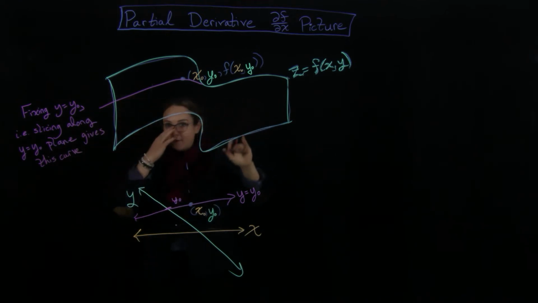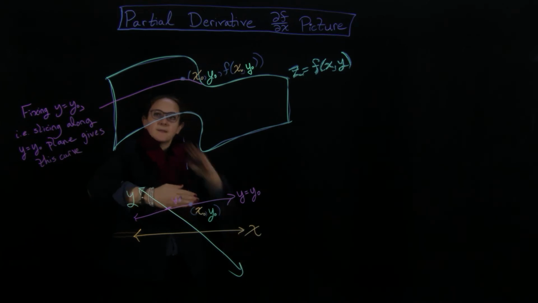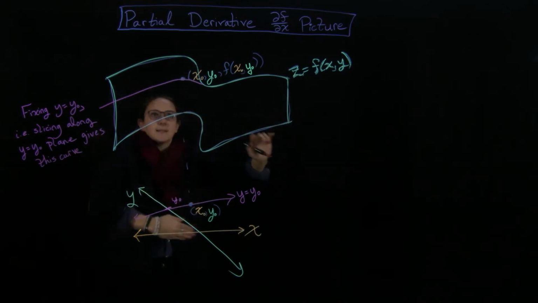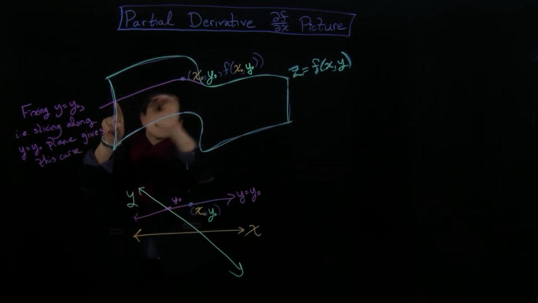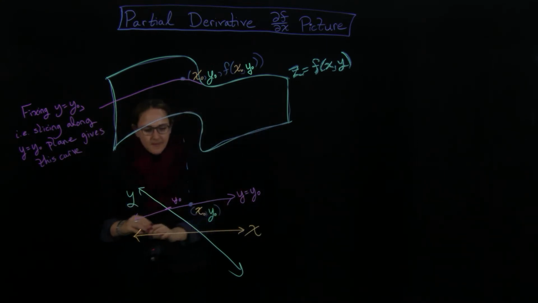Okay, so we get this kind of curve from, I slice like this, I'm slicing through this surface kind of floating there, and where I slice this surface gives me this kind of curve here, okay?